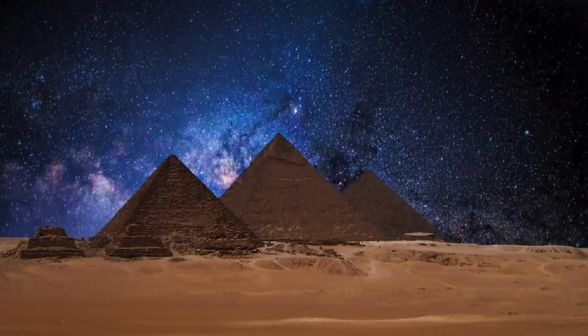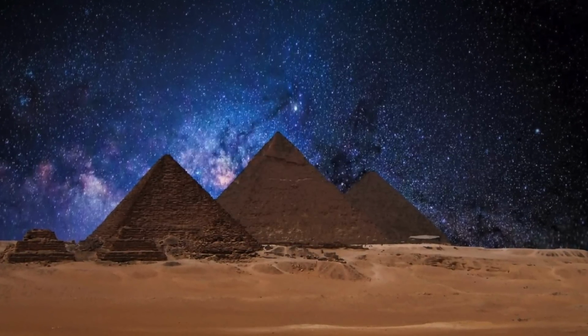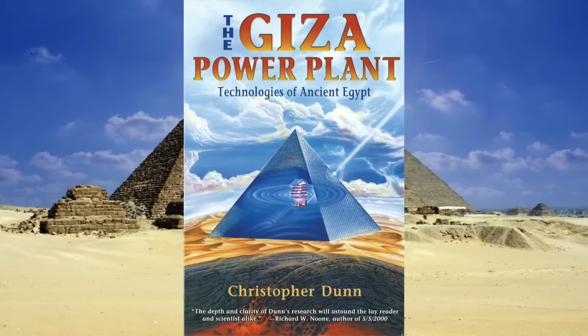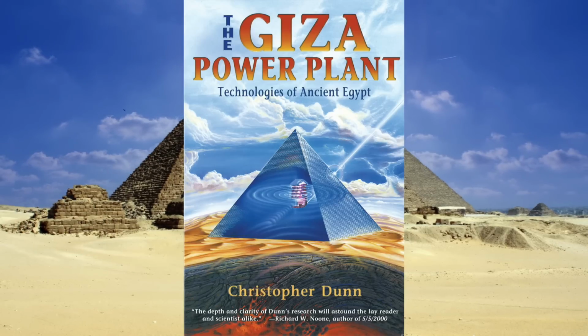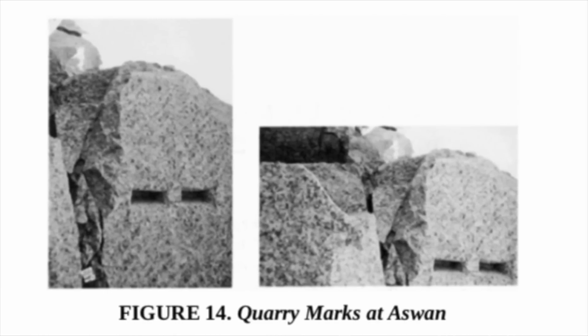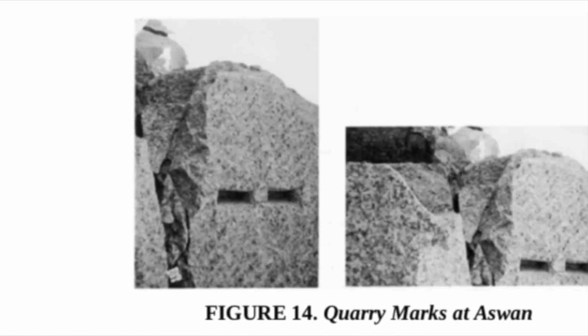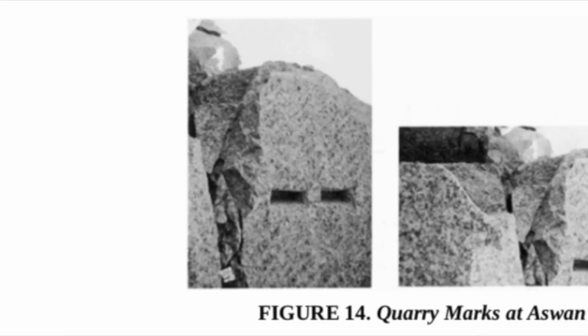Anyway, the most popular power plant theory is, however, written by Chris Dunn and is simply entitled The Giza Power Plant Theory. Dunn addresses the evidence for apparent machine tooling in the ancient world, taking the discussion of how the ancient Egyptians could cut granite blocks and so on with such ease to its extreme.